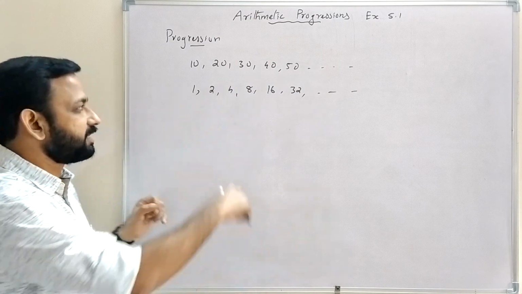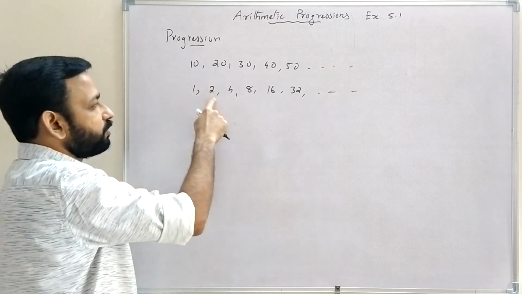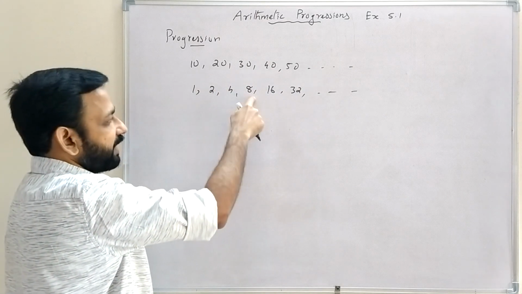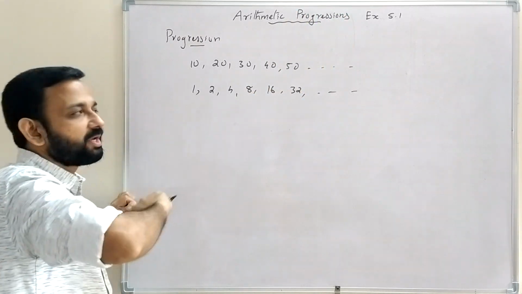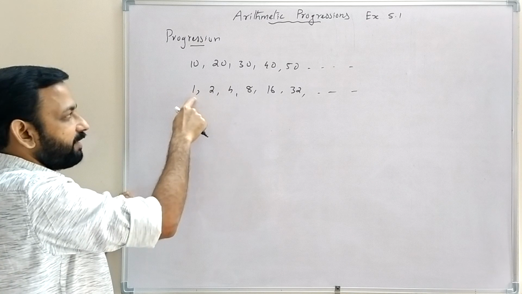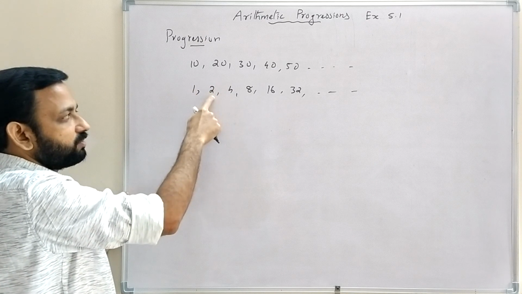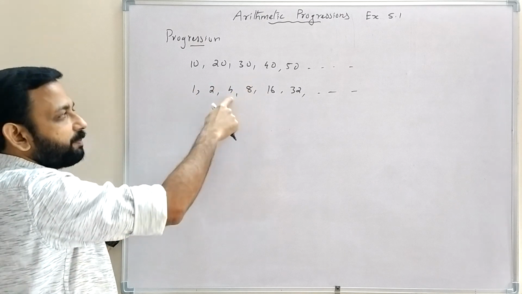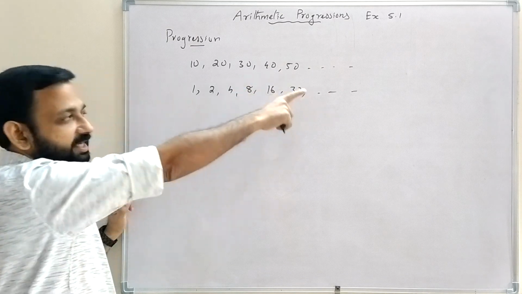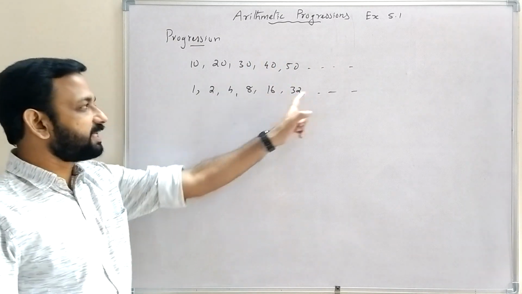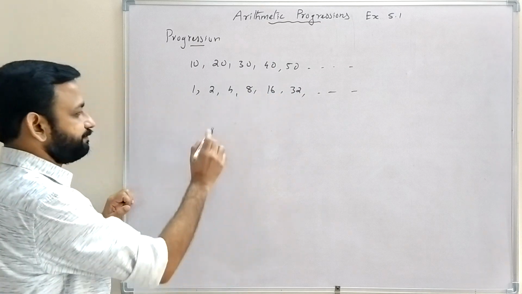So here we are taking the double. 1, double is 2, double of 2 is 4, double of 4 is 8, double of 8 is 16, double of 16 is 32, etc. Or we can say 2 upon 1, that is 2, 4 upon 2, that is 2, 8 upon 4, that is 2, 16 upon 8, that is 2, 32 upon 16, that is 2, etc. So this is another example for progression.